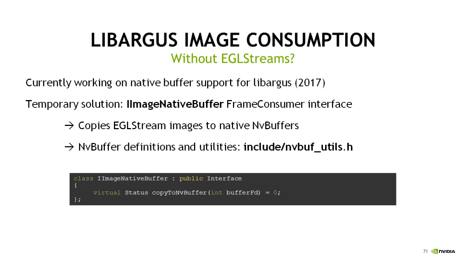Until then, we do have a temporary solution that will allow applications to use native image buffers with Argus, and this is the Image Native Buffer interface included with the EGLStream frame consumer. This interface provides the ability to copy EGLStream images acquired by the frame consumer to native NV buffers that are provided by the application, allowing the images to be used anywhere NV buffers are used today.